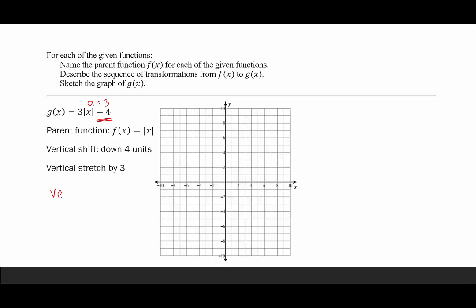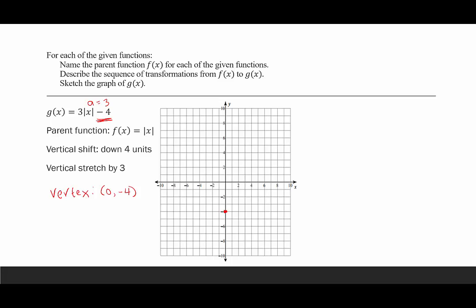So the vertex of the parent function would be at 0, 0. Since there was no horizontal shift, we're still going to have an x coordinate of 0. The y coordinate down 4 units means we're shifting this graph down 4 units. It would now be at -4. So it's going to start at 0, -4.